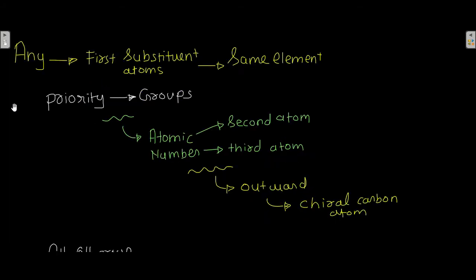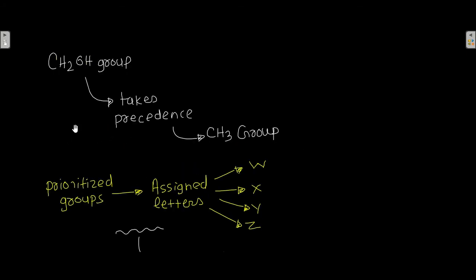Now if the first substituent atoms are of the same element, then the priority of the groups is decided by the atomic number of the second, third, fourth or fifth atom going outward from the chiral carbon atom. If the first substituent atoms are the same, then we look at the second atom and third atom's atomic number, and then we decide the priority of the group. So, for example, this CH2OH group takes precedence over the CH3 group.